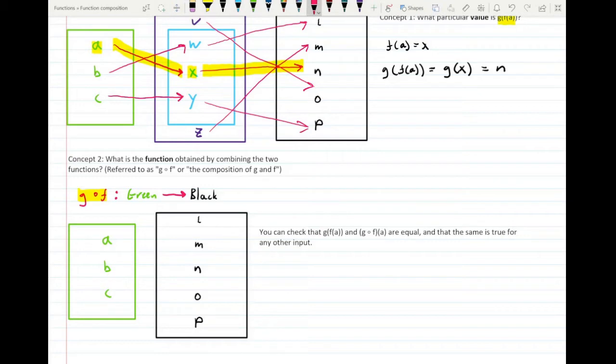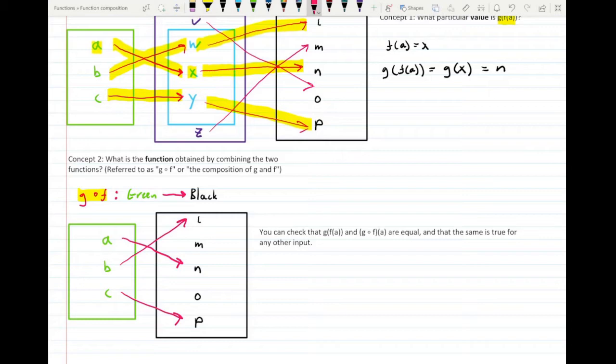So to figure out what this function is, we'll follow each one. We already know that a goes to n, so we'll draw that in. We see that b goes to w, which goes to l. So we draw b to l. And c goes to y, which then goes to p. So we have c to p. And that is the combined action of f and g.